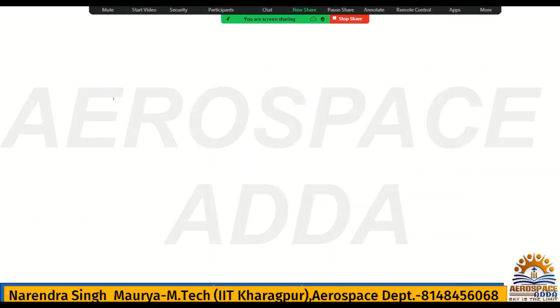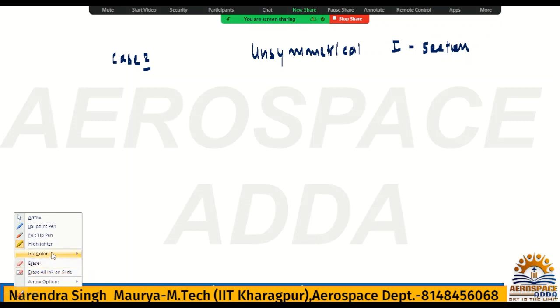Case 1 is done. Now we'll go for case 2. What is case 2? For the unsymmetrical I section, I'm going for the unsymmetrical I section, not the C section. I'm not going for the symmetric I section because its shear center is at the CG location. I'm repeating this many times because you need to remember it, since sometimes they ask directly, so you should know that result. Now, what does unsymmetric I section mean?